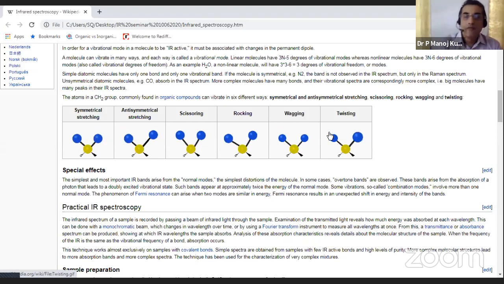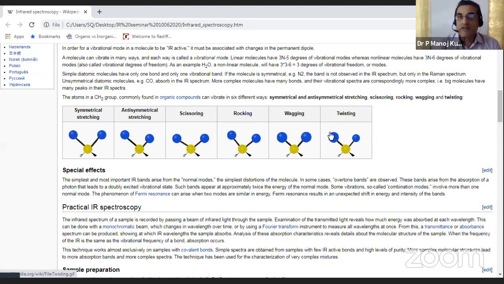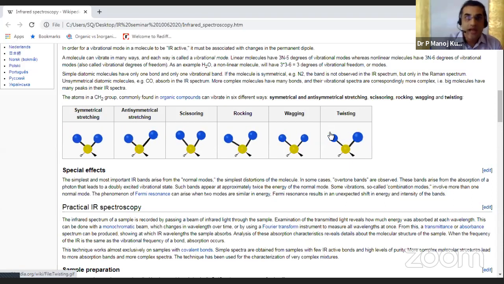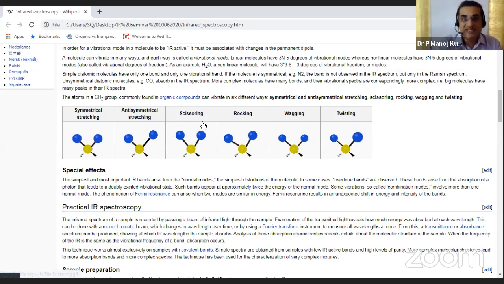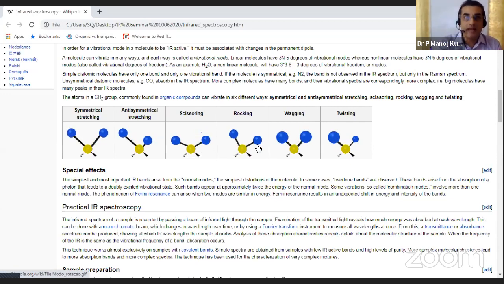Generally, when you take any of the textbooks, they would have given out of plane bending vibration. In fact, they don't say that much also. They just put OOP. OOP means out of plane bending vibrations. And these two, scissoring and rocking, you call in-plane bending vibrations. Why do you call them in-plane bending vibrations? Because all the three atoms are in one plane.